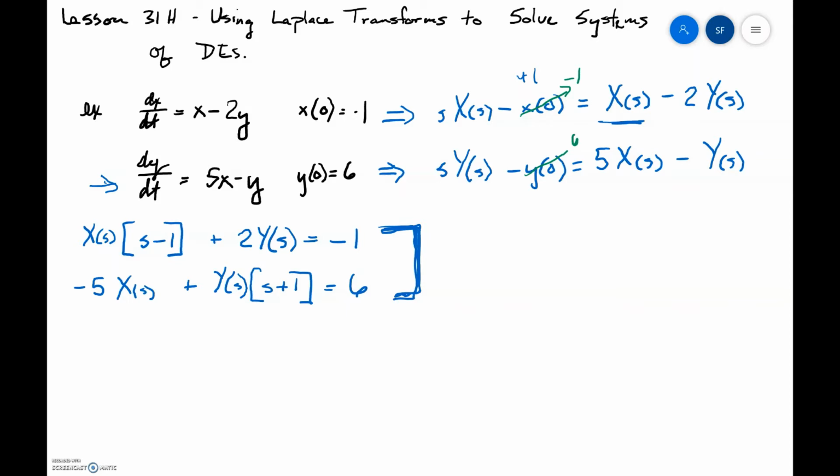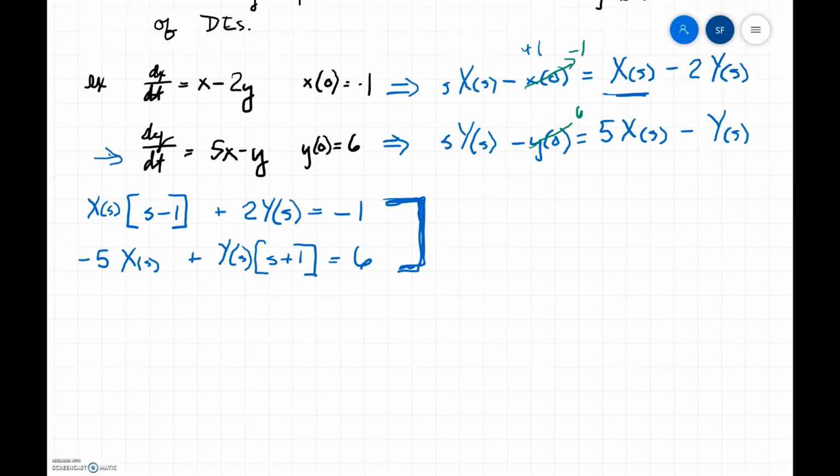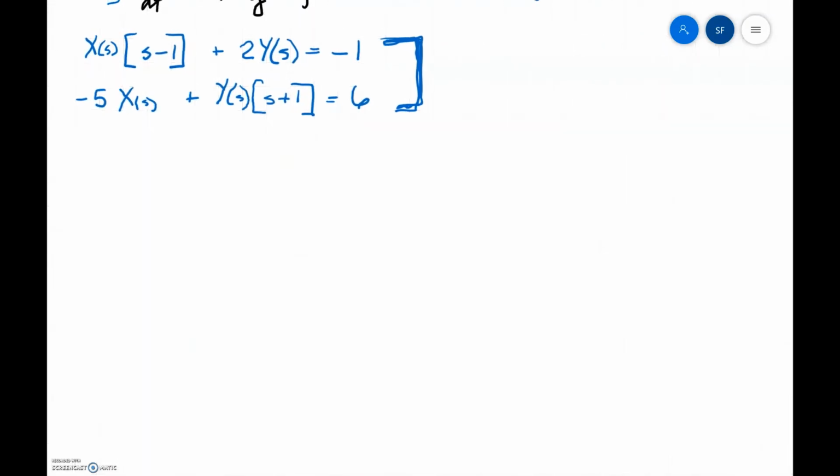So now we're going to get into solving systems like we did back in 31D. We're going to find one of the two variables and decide to eliminate it. So let's eliminate x first, just because. I'll do that one in black. Eliminate X of s. So let me rewrite it.